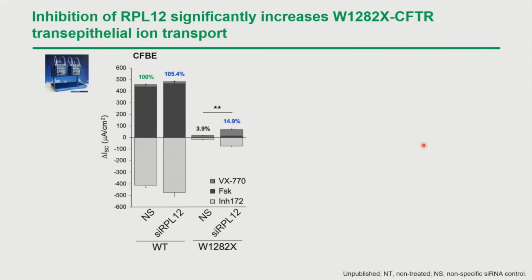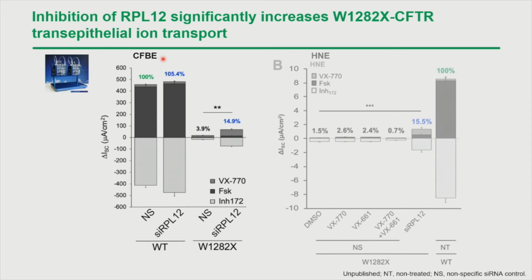We wanted to take this next step and then evaluate RPL12 knockdown and its effects on 1282X function. And so using Ussing chamber studies, here's where we compared the knockdown of RPL12 on 1282X, again, set to a wild type standard. And so the RPL12 suppression appeared to rescue 1282X activity to about 15% of wild type in CFBE cells stably overexpressing this variant. And we performed a similar study in primary human nasal epithelia homozygous for 1282X, where again we found knockdown of RPL12 was approximately 16% of wild type.